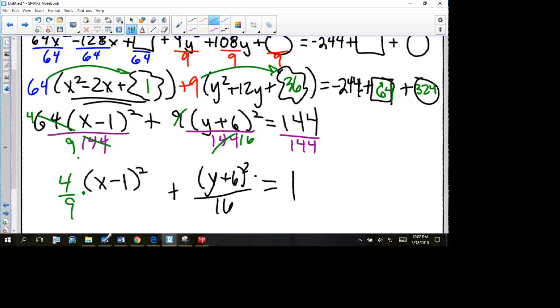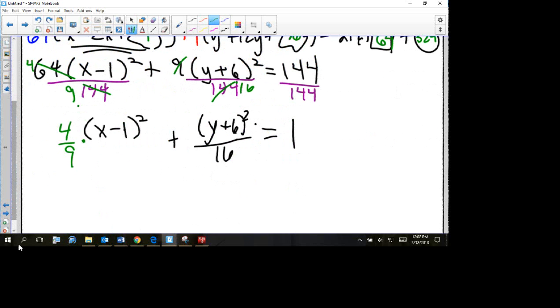But I don't want it to multiply by a number. I want it to divide by a number. So instead of multiplying by 4/9, I can divide by what number? 9/4. You do the reciprocal. So instead of writing times 4/9, I'm actually going to write it as divided by 9/4. And when you do that, now we have it in the standard graphing form.